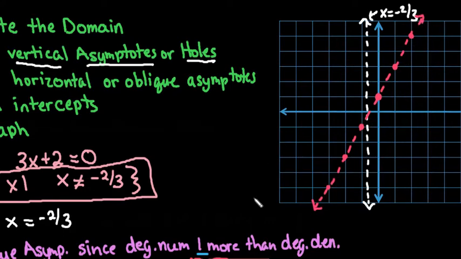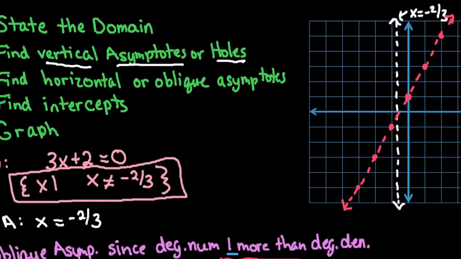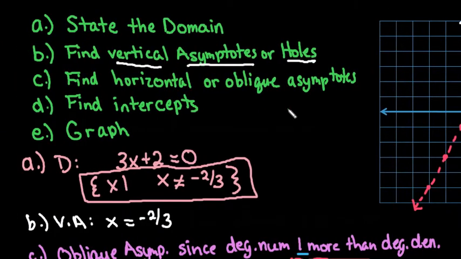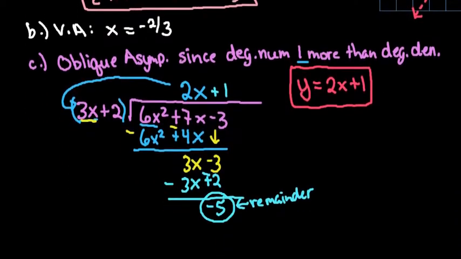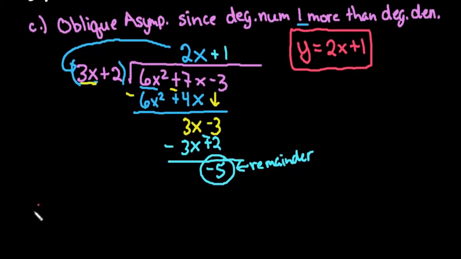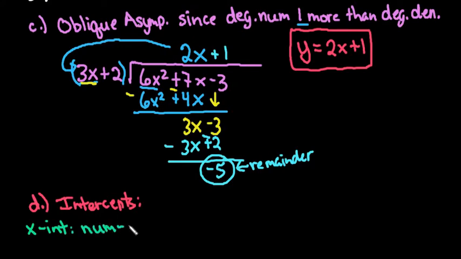Okay, and then the last thing that we want to find is if it has any intercepts. I know I'm kind of graphing as we're going. Sometimes it helps a little bit. So for our intercepts, the x-intercepts can be found by setting the numerator equal to 0.